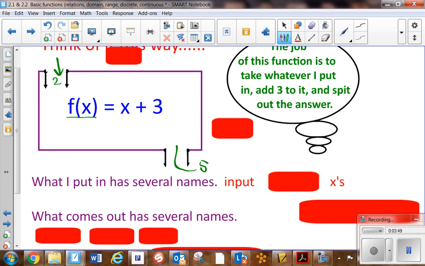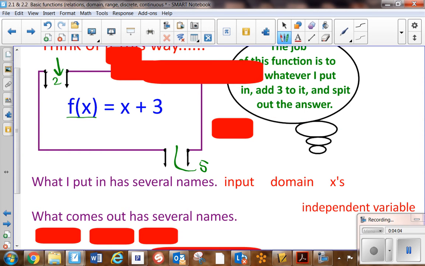Remember those two words, domain and range? Which one's your X's? Which one's your input? Domain. Yep. Domain and X's. And then the other thing that you probably won't think about is that the X is your independent variable. What I put in there causes this to happen. This thing doesn't cause that to happen. So this is independent, this is dependent on whatever I put in. So X is my independent variable.